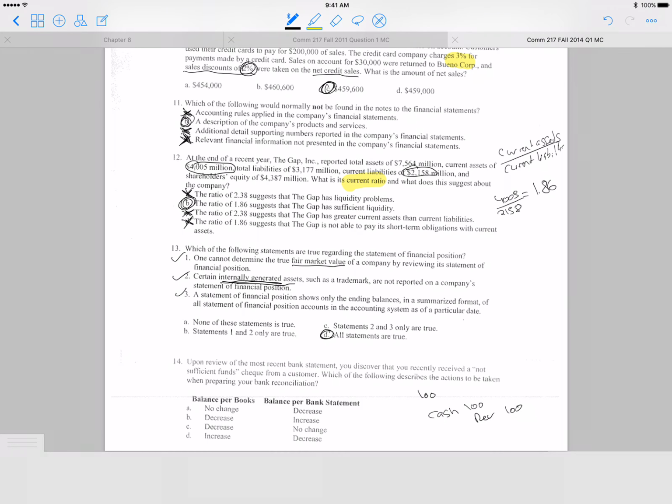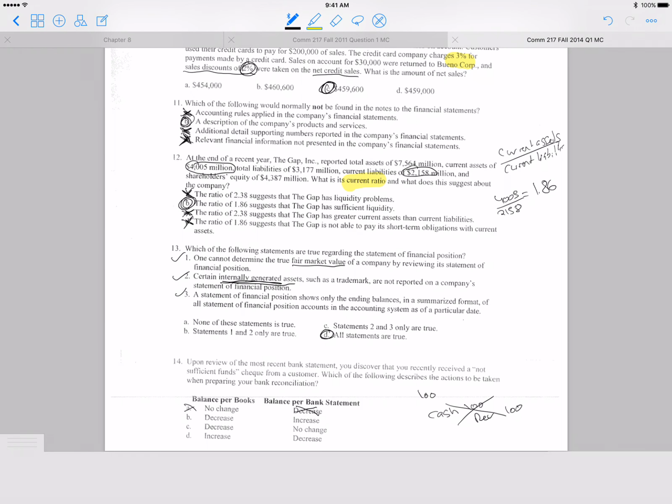So immediately the bank does not record the check, but in your books, before going to the bank, you've already debited the cash and credited your revenue, which should actually be disregarded. As we look at the possible solutions, A says balance per books, no change. Well, that's wrong because you should decrease it because the check bounced. And for the bank, if they're saying decrease, that's wrong because they haven't done anything yet. They realized on the spot that it bounced and didn't do anything at all.